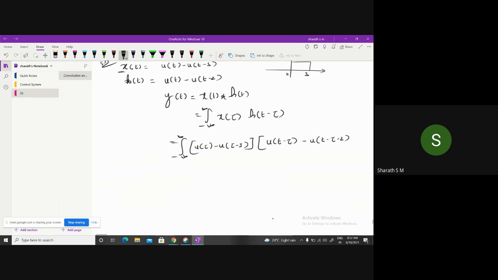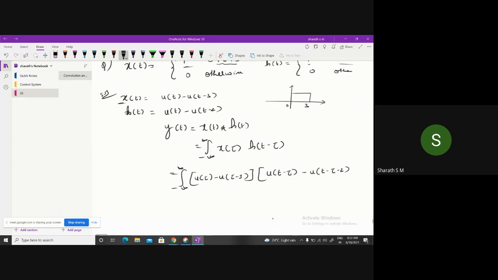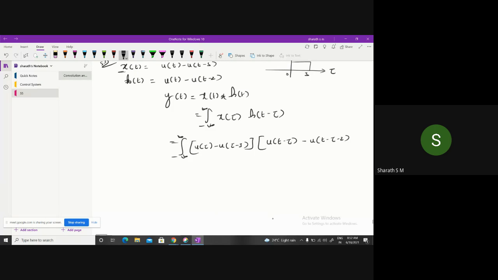So u of tau minus u of tau minus 3 is the signal once again from 0 to 3 only. With respect to the scale tau, we write that as u of tau minus u of tau minus 3. And then u of t minus tau: how do we write u of t minus tau here? Minus tau, plus t time shift towards the right.